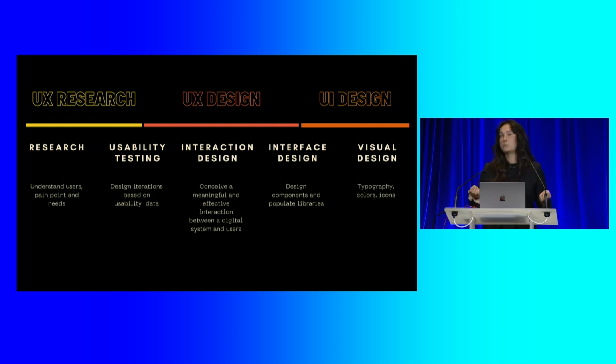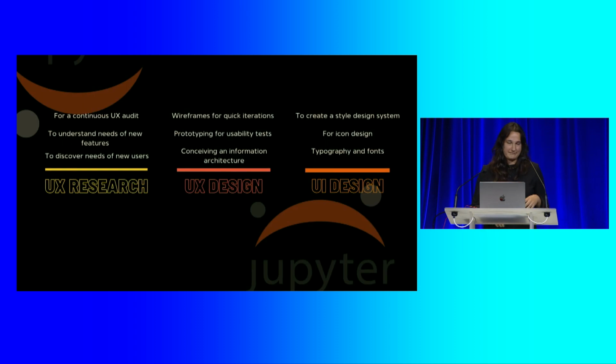So how can we translate this into JupyterLab? UX research, we've been doing a lot of continuous UX audit. You can use it to understand the needs when you want a new feature, like if you want to put a new plugin or an extension, understand what problems it's really solving. And so that's part of UX research for Jupyter.